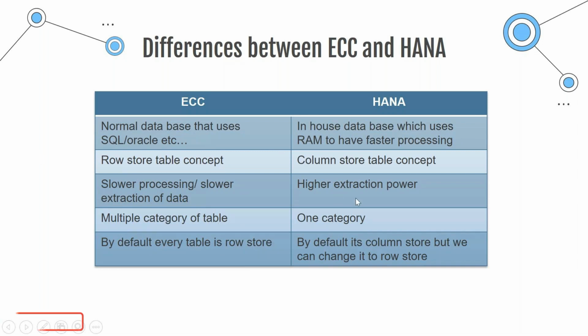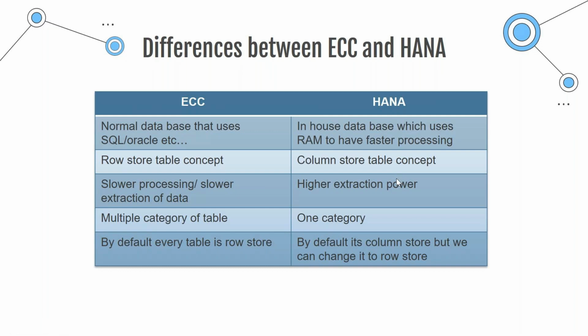But in your column store concept, the data search will happen in vertical manner, column wise. In this table, these two, ECC and HANA, are my columns, and these are all my rows. In a table matrix, these are my columns, these are my rows. So in ECC the search will happen in horizontal manner, in HANA the search will happen in column manner. And that is the difference between the row store and column store concept.